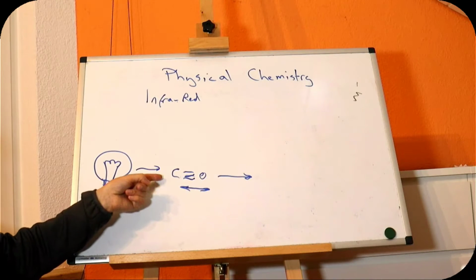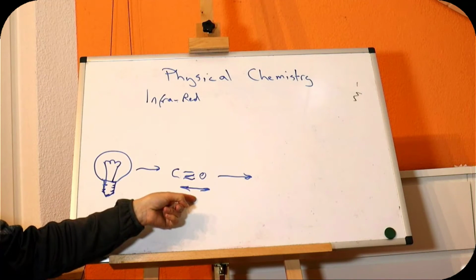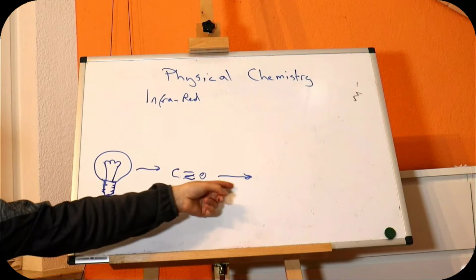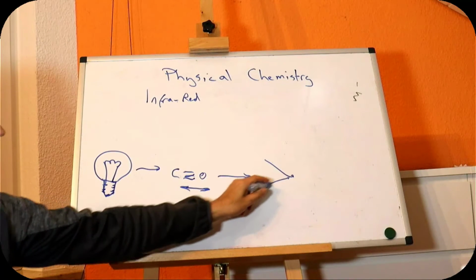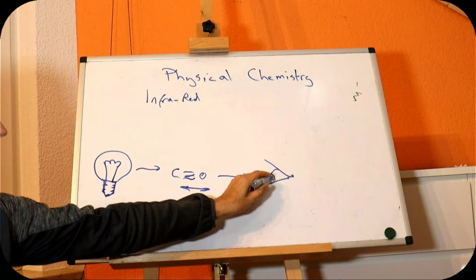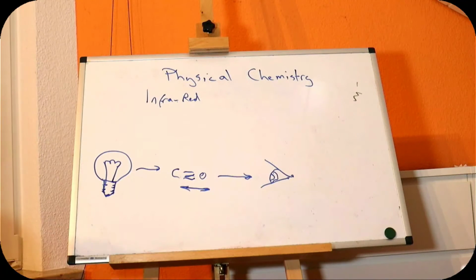We can shine our light through our sample, and then it comes out and we need to be able to detect it. We haven't worried about those so far, so we'll have a separate discussion about exactly how that's put together afterwards. But then we're going to detect it, so the simple school way to draw that would be an eye. Obviously it's not an eye because we can't see infrared radiation.